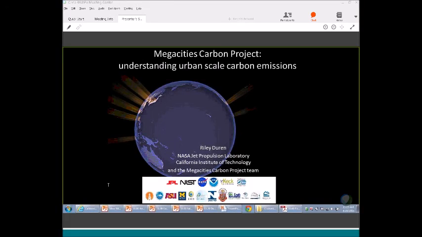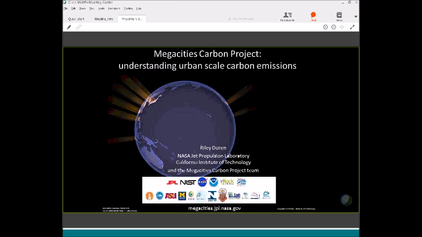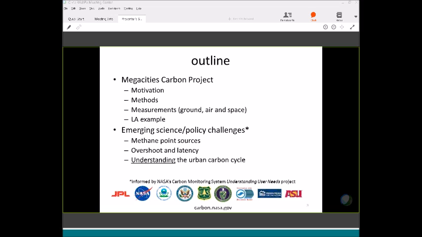So I'll go through the Megacities Carbon Project itself. I'll talk about the motivation for it, the methods we're using, some examples of the types of measurements we apply, both from the ground, air, and space. And I'll give some examples of what we're seeing in Los Angeles. I'll stop shy of giving results because we're not that far along yet.